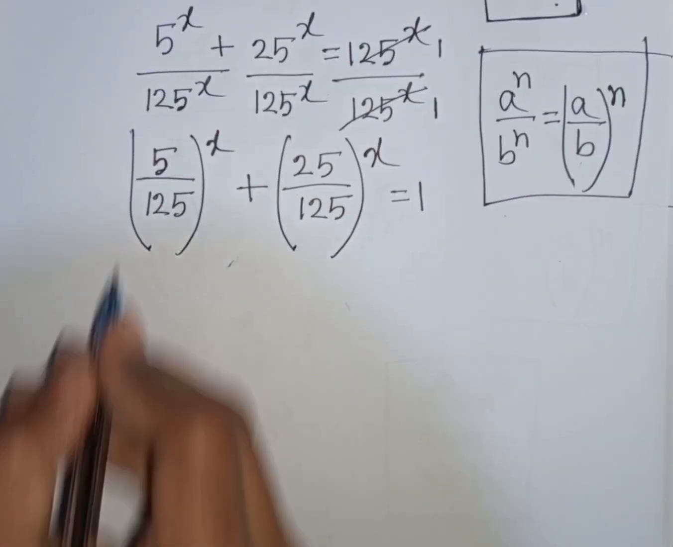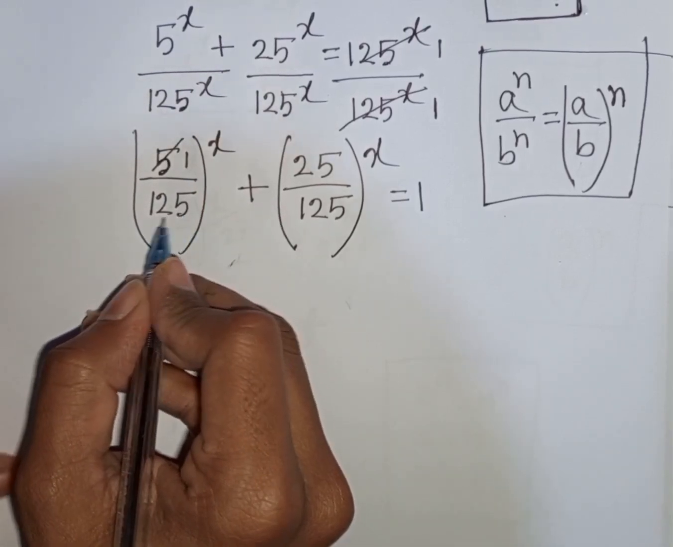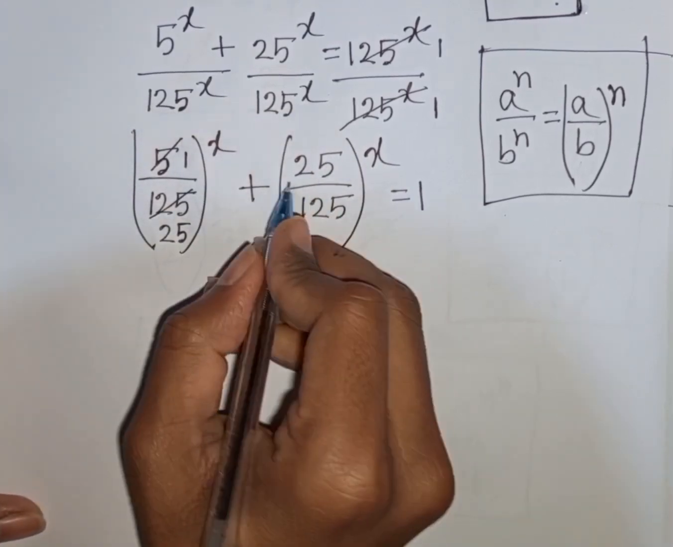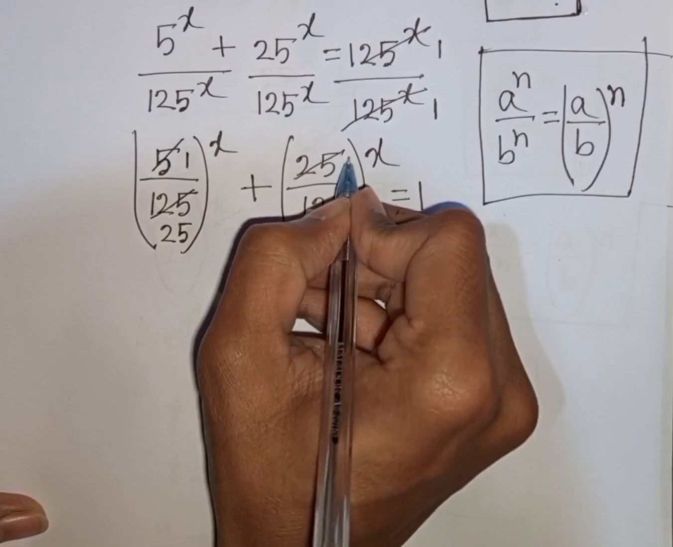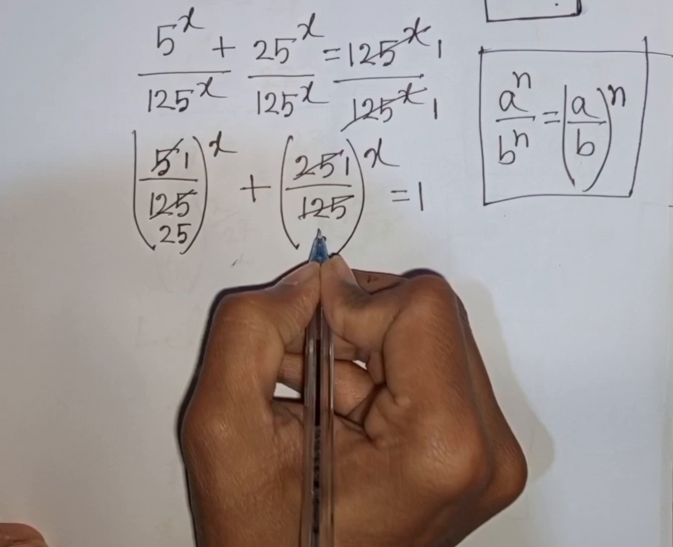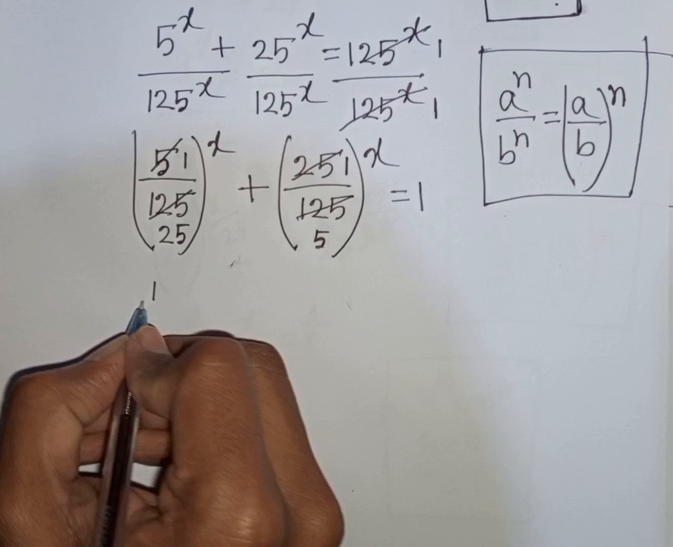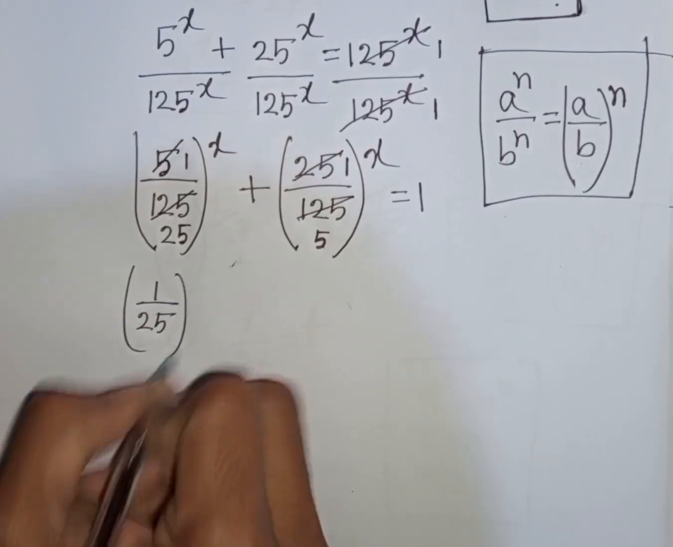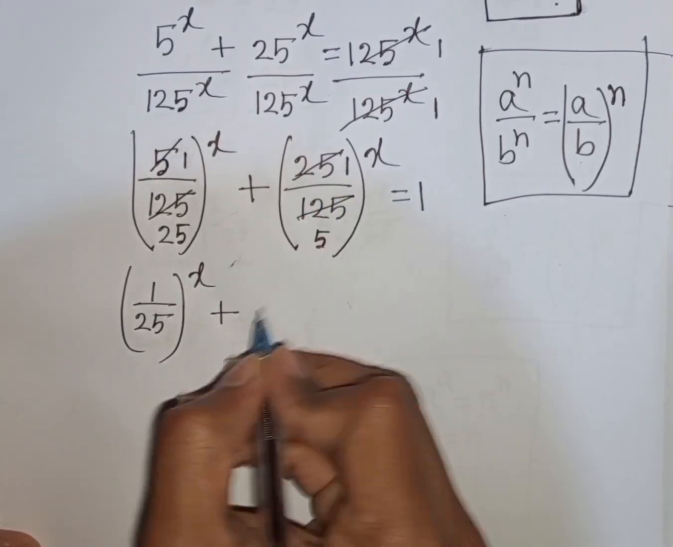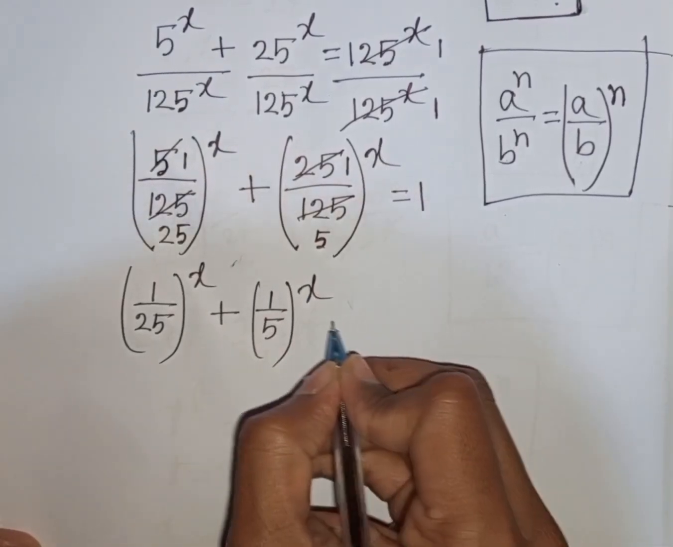Now, 5 divided by 5 will be 1. 125 divided by 5 will be 25. Then 25 divided by 25 will be 1, and 125 divided by 25 will be 5. So we have (1 over 25) bracket power x plus (1 over 5) bracket power x is equal to 1.